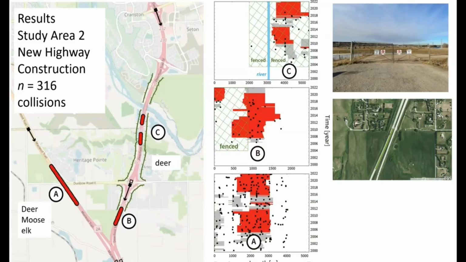And 2 ephemeral hotspots were also detected, one in proximity to an access gate, and another that was in proximity to the underpass on the south side of the river.